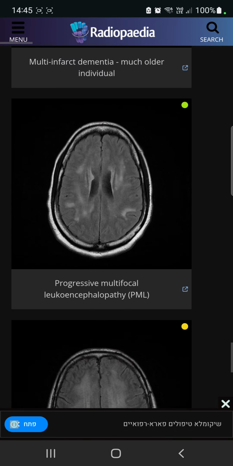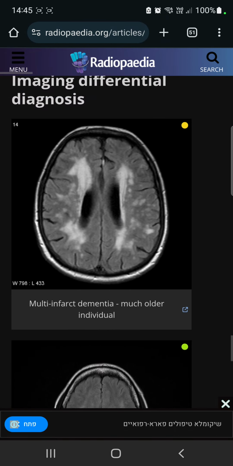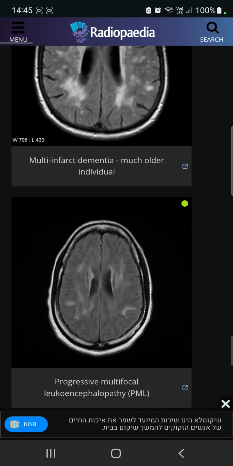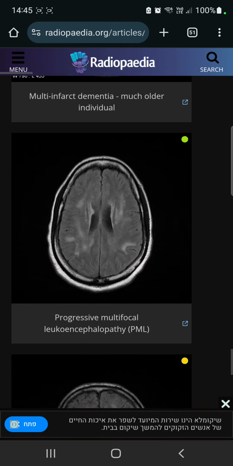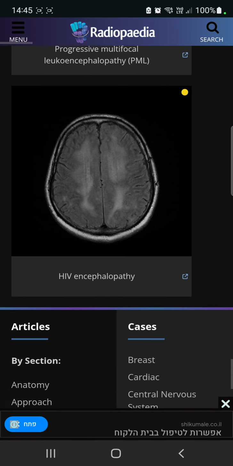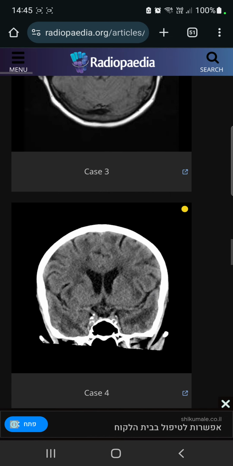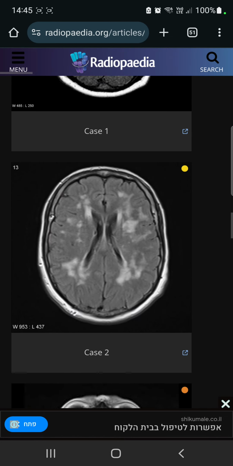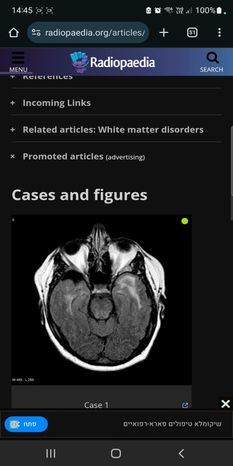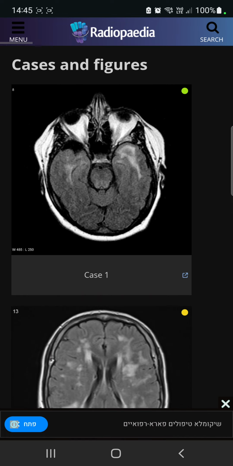There is the differential diagnosis with multifocal dementia, with progressive multifocal leukoencephalopathy, PML, HIV encephalopathy. But here we are talking about anterior part, symmetrical lesions. We said diagnosis needs to include a genetic Notch3 mutation.